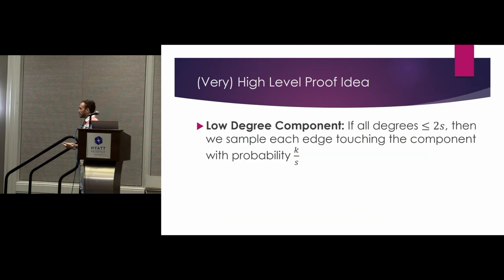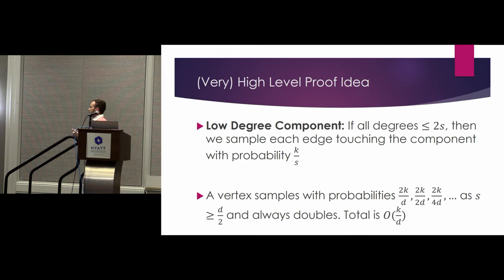And then the other case are components where all of the degrees are at most the size of the component, or twice the size of the component. And in this case, what we are going to do is to take each edge leaving the component, each edge that is crossing the cut defined by the component, and to sample it with probability k over s, where k is this number of neighbors I want to get for every node, and s is the size of the component. And the reason we are not sampling too much is that a vertex starts sampling in this low degree components only when the size of the component is at least roughly its degree.